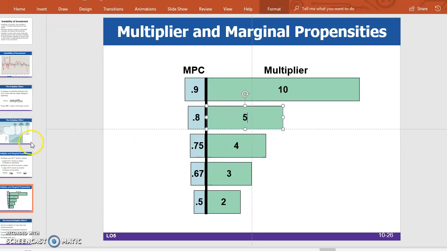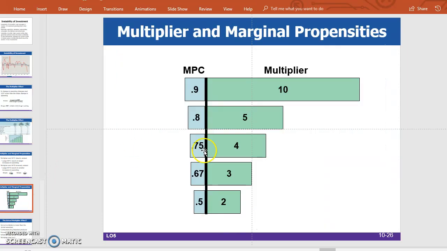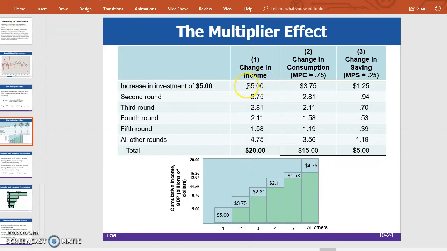But in the example that we have shown you here, that corresponds to an MPC of 0.75, where the multiplier was what? 4 times more. So the initial increase is 5 and the ultimate increase is 4 times stronger. Multiplier 4, so 4 multiplied by 5 is 20. So that is what we get in here, 20.